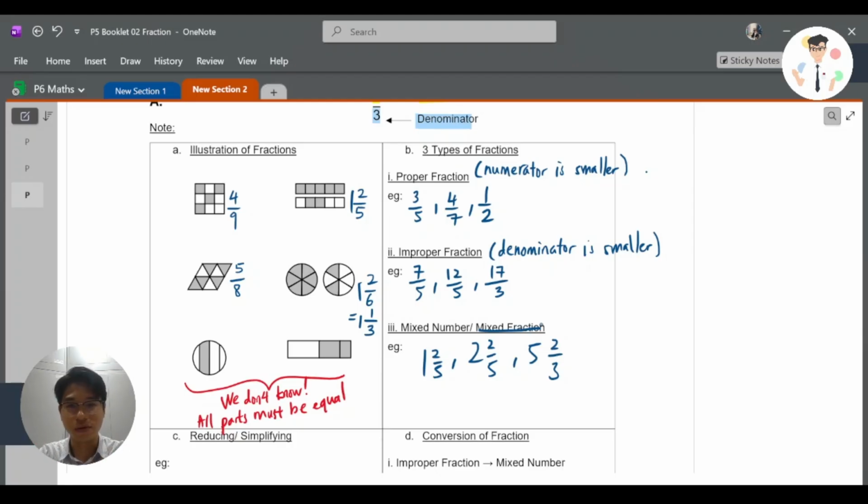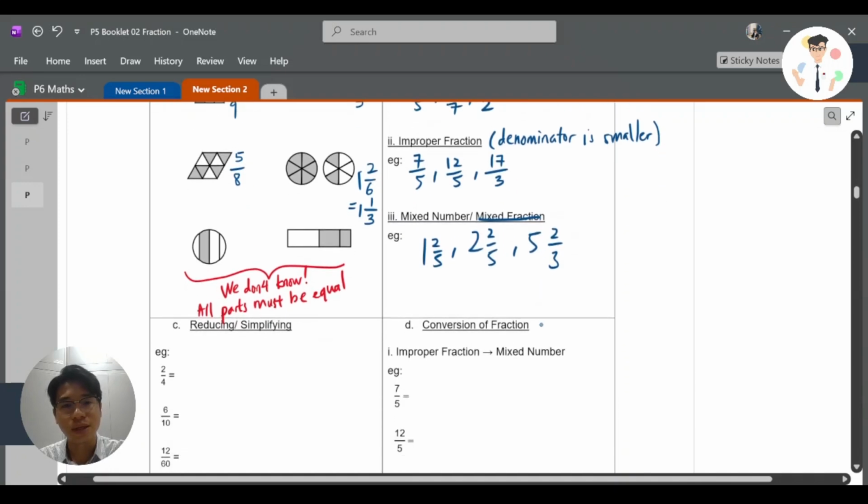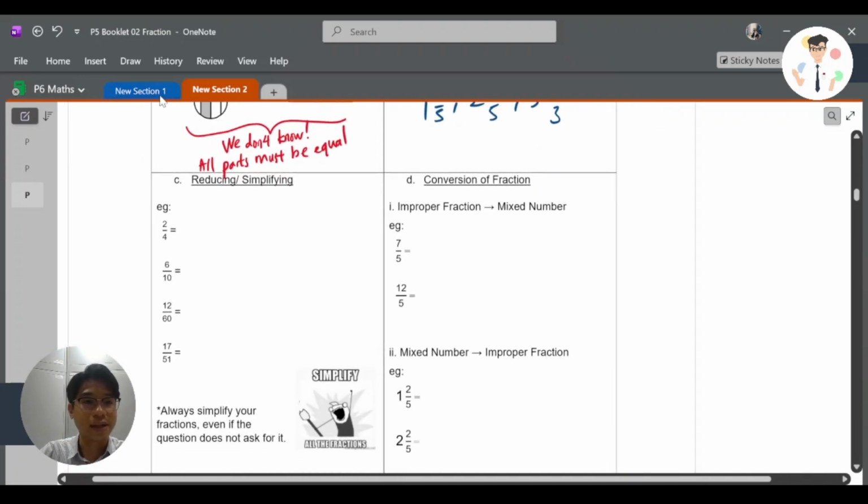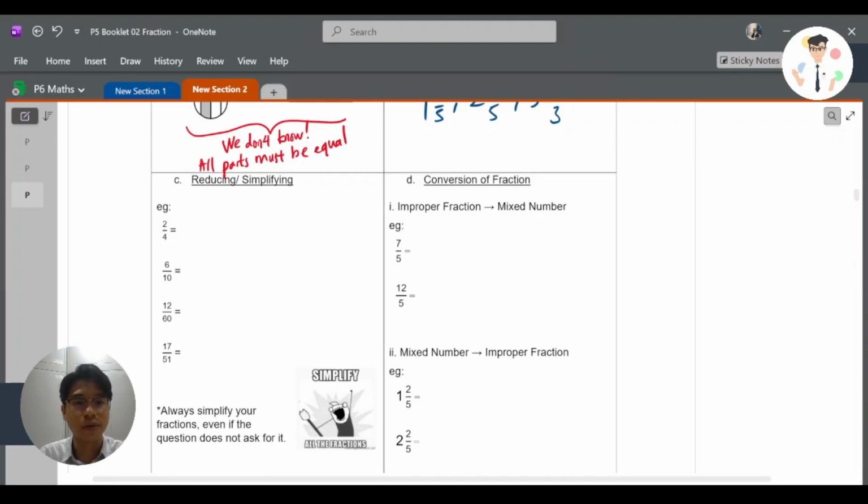These are basically the three types of fraction that we will see in our worksheet, exam, test, or whatever. Okay. Now let's move on to part C, which is something that is important to take note. Now, can you see the sentence down here? Here says what? Always simplify your fraction. Again, the word always, even if the question does not ask for it.